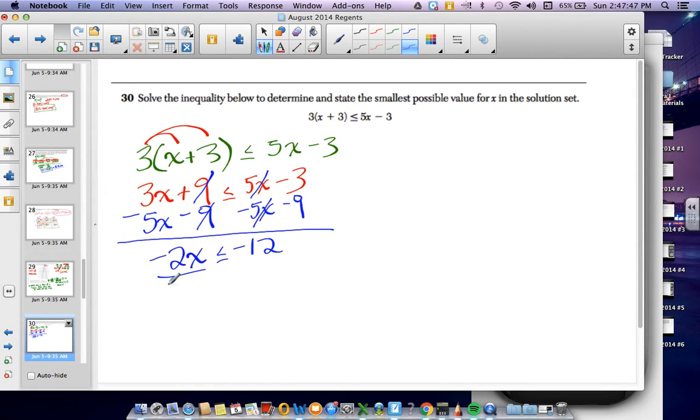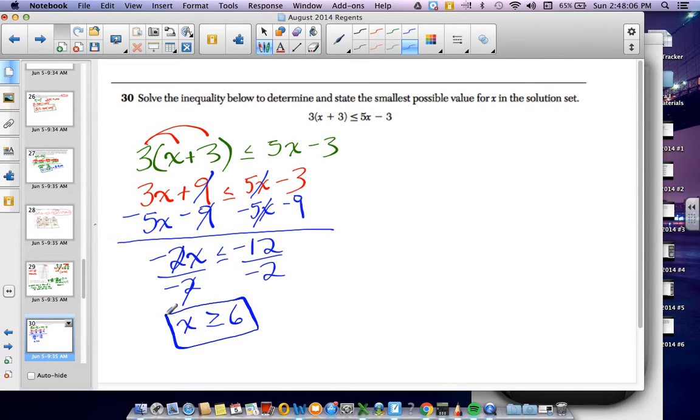Now at this point, I'm going to divide by negative 2. Whenever you have an inequality and you multiply or divide by a negative, we mentioned earlier, we do have to flip the direction of the symbol to maintain its accuracy. Negative 12 divided by negative 2 is 6. So my answer is x is greater than or equal to 6.